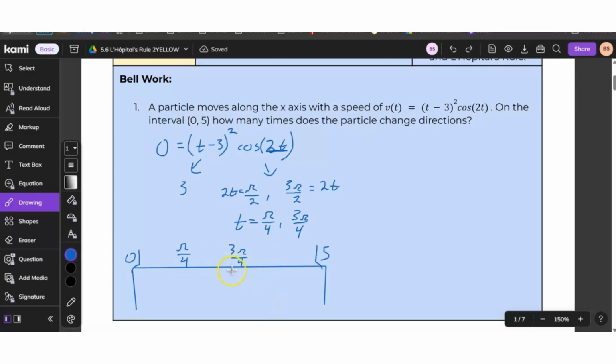You know what? Those are a little too close together. So we'll do pi over 6, and then we'll do pi over 2, and then we'll do 5 pi over 6. You pick the worst numbers. And then we'll do pi.